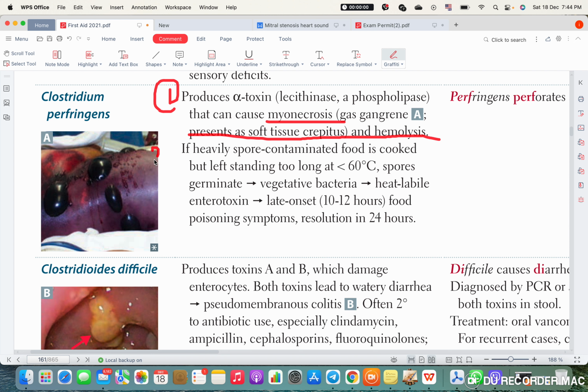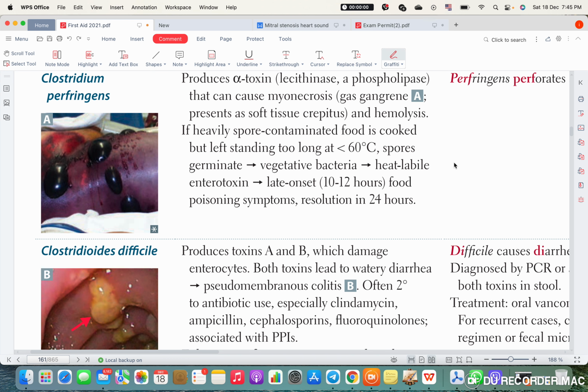So when does the food poisoning occur? If you have a lot of spores contaminating the food and it was standing for a long time in a cold environment, 60 degrees is considered cold, the spores will germinate, okay? It's a heat-labile enterotoxin and it has late onset, 10 to 12 hours. Food poisoning symptoms resolve within 24 hours. To be fair with you guys, they ask about the first pathology, they never ask about the second, because they want you to know that the cell wall is made out of phospholipid bilayer.